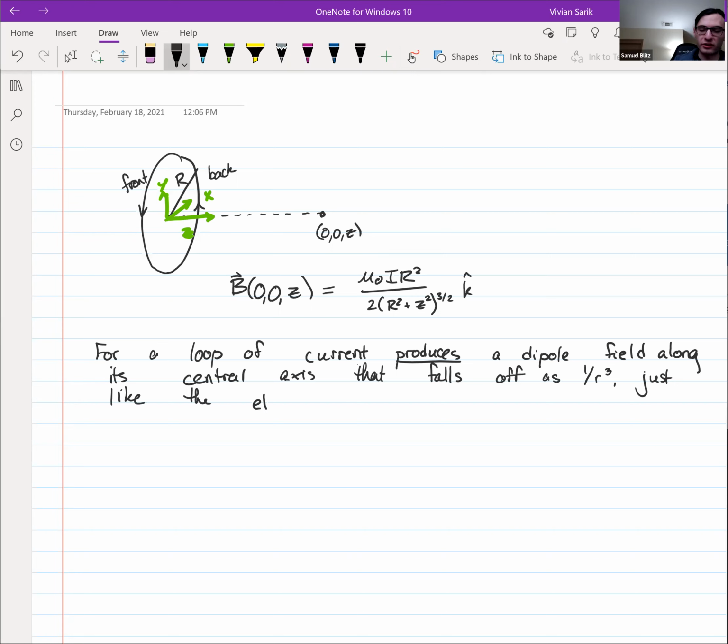And this is just like the electric case. So that's just another way in which this loop of current produces a dipole. It has the same asymptotic behavior. It goes as 1 over r cubed, and you can check that by just letting z go to infinity or become large compared to r. Then that denominator becomes 1 over z squared to the 3 halves, and that's just z cubed, right? And z here is the measure of how far away the point is from the center of the dipole, or of the loop of current.